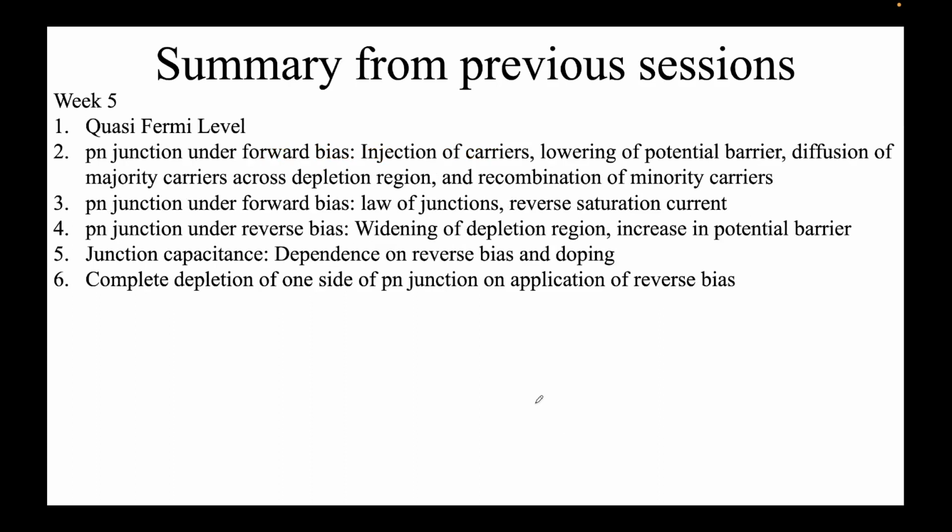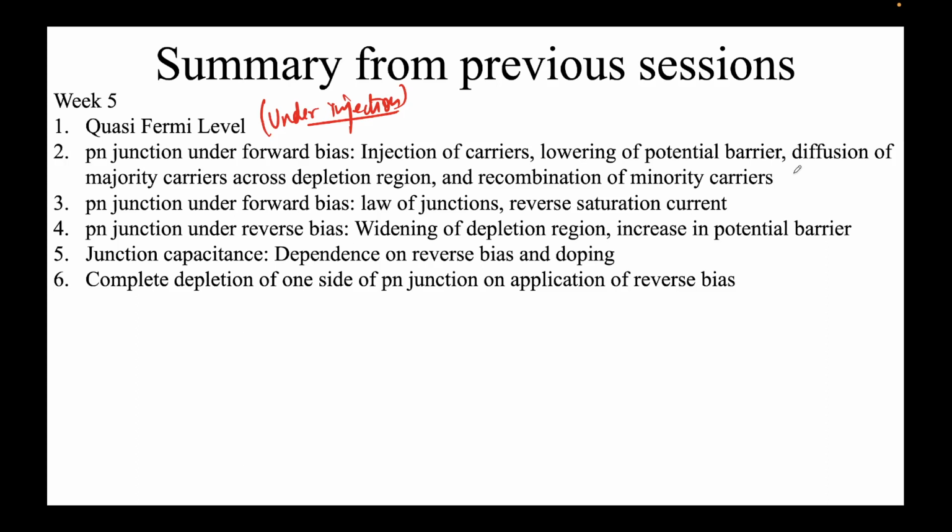We talked about the quasi-Fermi level, that is when this is not in equilibrium, that is under injection, we are injecting some carriers, electrons and holes. We saw the Fermi level splits, and we invoked something called the quasi-Fermi levels, and I told you this is not under equilibrium. So when we put the p-n junction in forward bias, we saw we are injecting some carriers, which causes the potential barrier lowering, and thus the majority carriers can cross the depletion region, where they become minority carriers on the other side, and thus they can recombine.